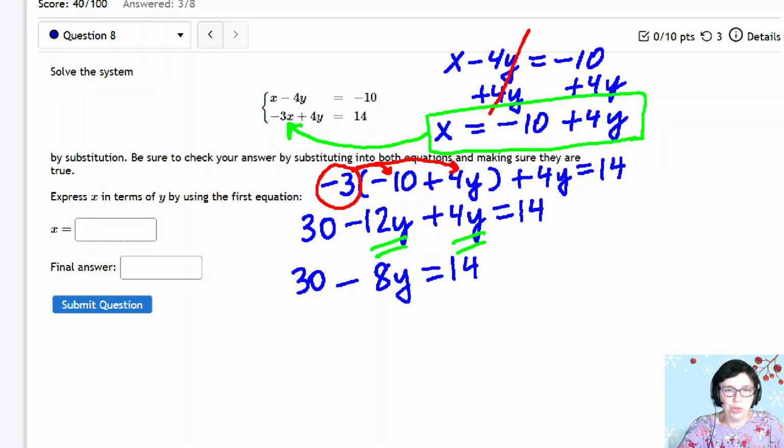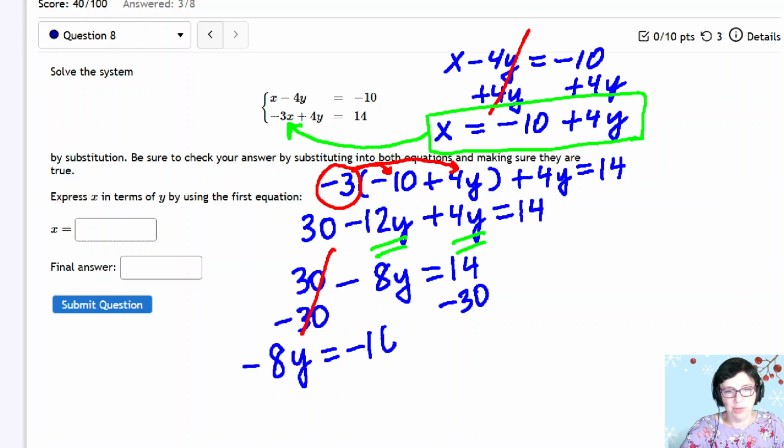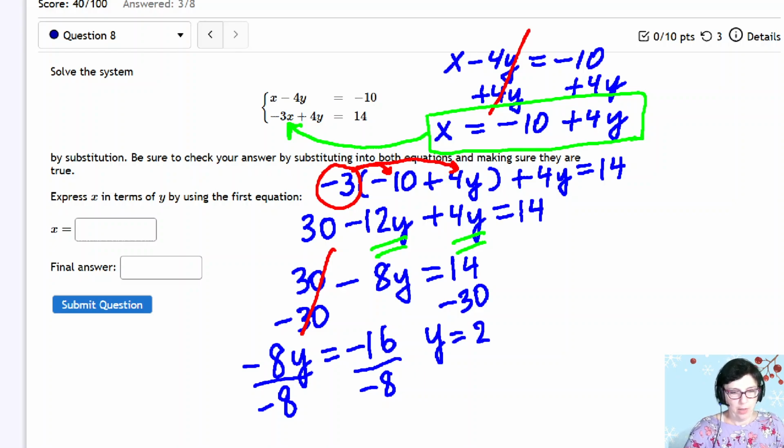Okay, now to solve this for y, we want to isolate it. In order to isolate it, you first have to get rid of that 30 by subtracting it from both sides. So subtract 30 from both sides. That'll cancel it here. And then we will have negative 8y equals, now these two terms you can combine because they are just numbers. 14 minus 30, that's negative 16. The last step to solve for y is divide both sides by negative 8. And that gives me y equals 2. All right, because negative 8 and negative 8 will cancel. And that gave me the y value.